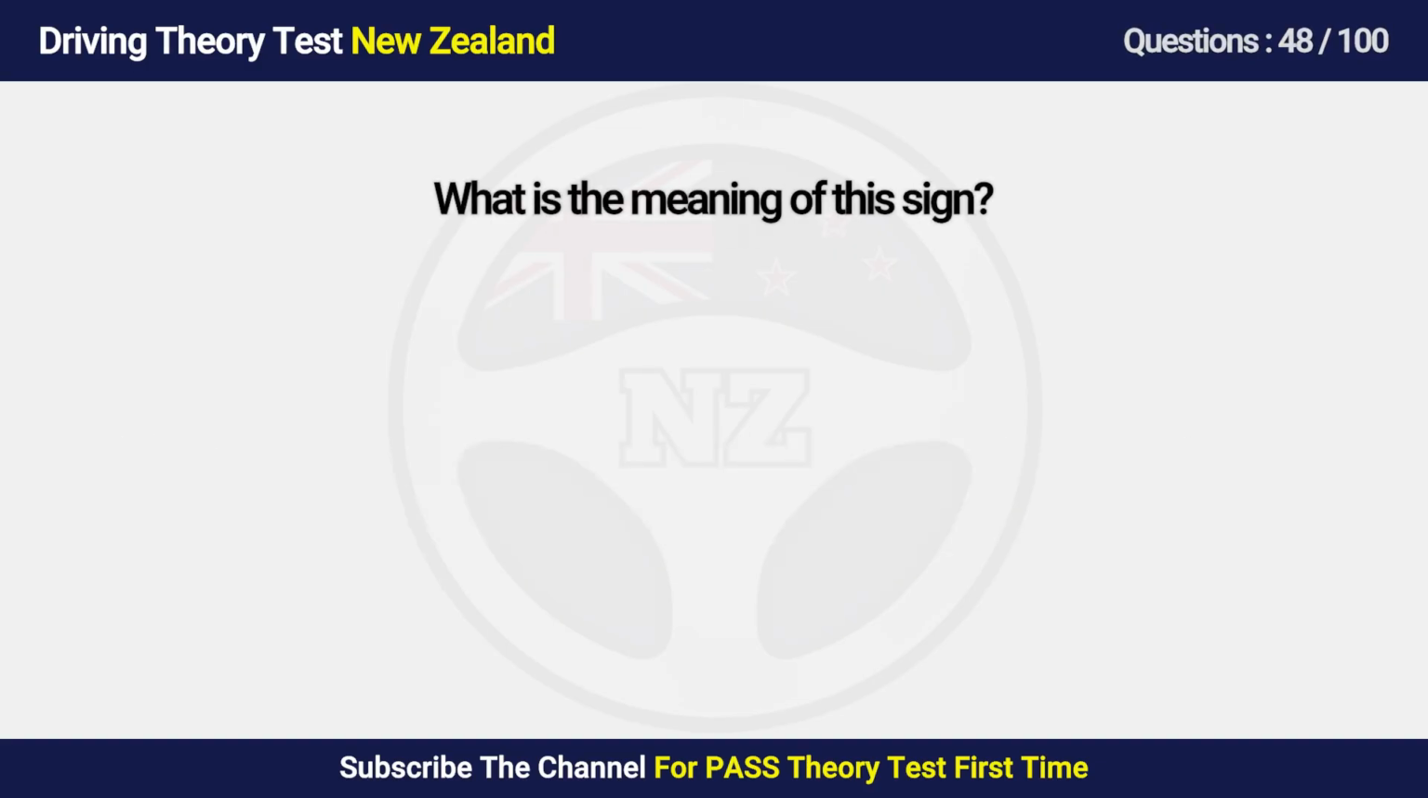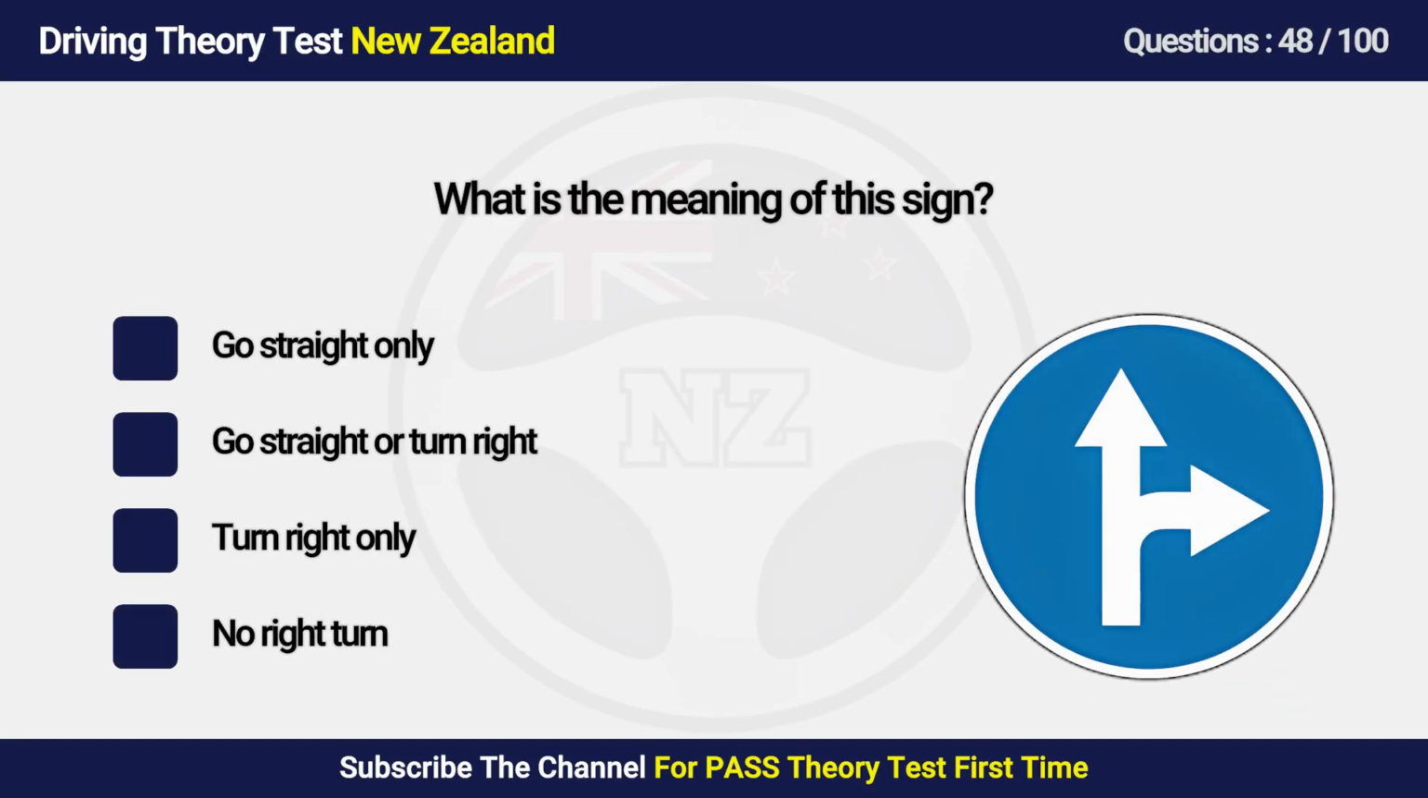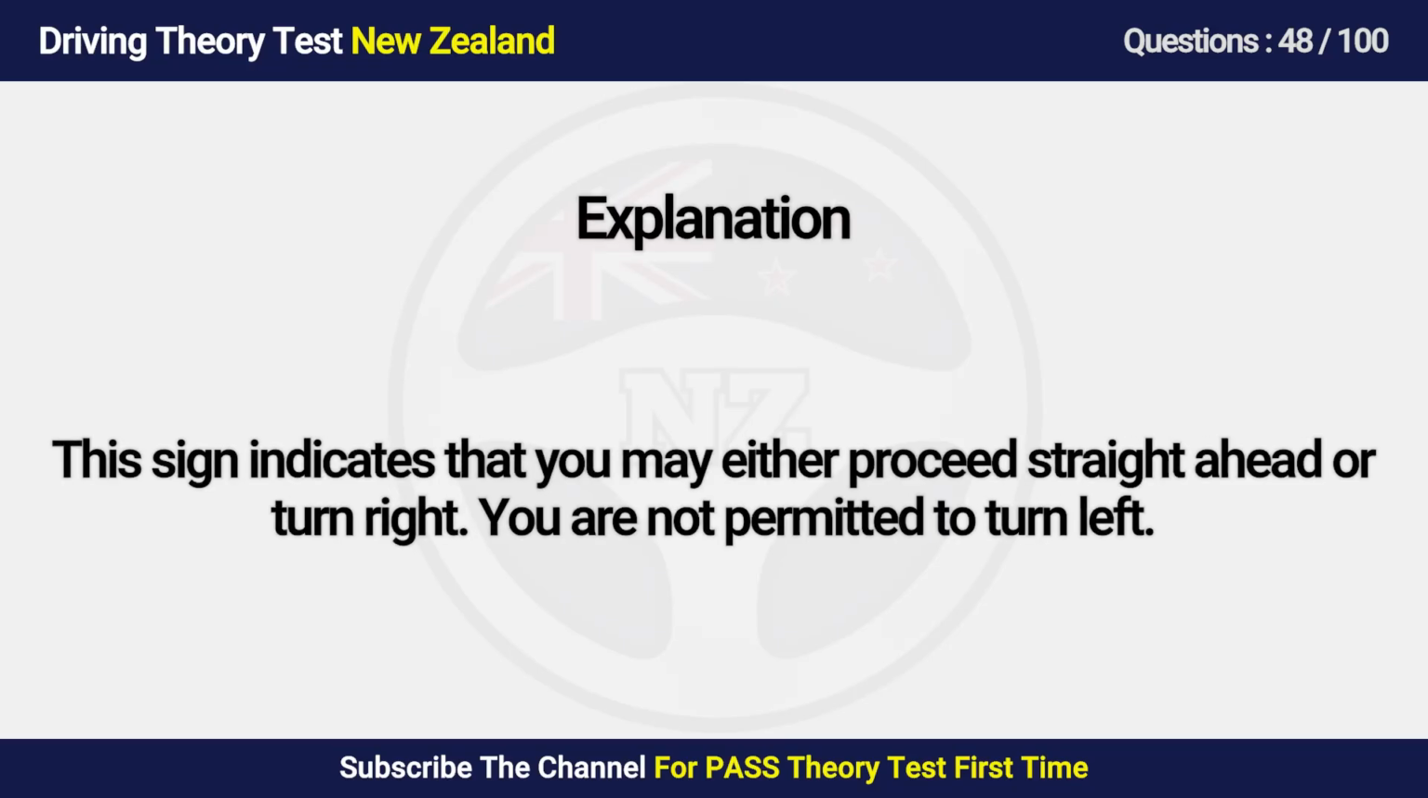Question 48. What is the meaning of this sign? A. Go straight only. B. Go straight or turn right. C. Turn right only. D. No right turn. Answer is B. Go straight or turn right. This sign indicates that you may either proceed straight ahead or turn right. You are not permitted to turn left.